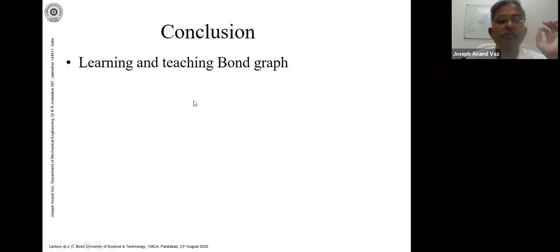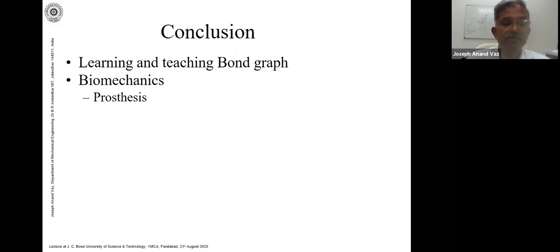We have done a lot of work on the applications of bond graph. We have used it in our learning and teaching at NIT Jalandhar, especially at the mechatronics laboratory. We have applied it to problems of biomechanics. What you have seen in this presentation is the application of bond graph to biomechanics, dynamics of mechanical and biological systems, especially musculoskeletal actuation systems. And we have applied it to prosthesis, a class of prosthesis.